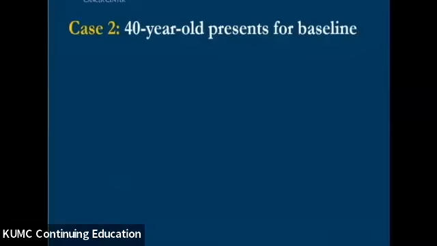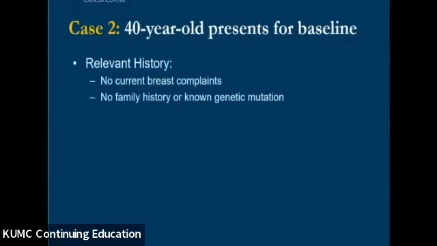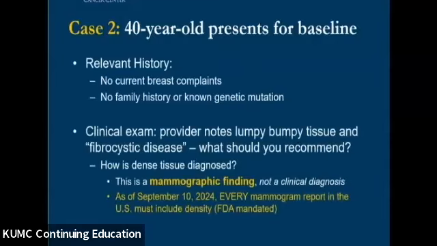Our second case is a 40-year-old. She's coming in for her baseline examination. She also has no current complaints. She has no family history or known genetic mutations, but her clinical exam from her primary care provider says she has lumpy, bumpy tissue, fibrocystic disease. So what are you going to do about that?